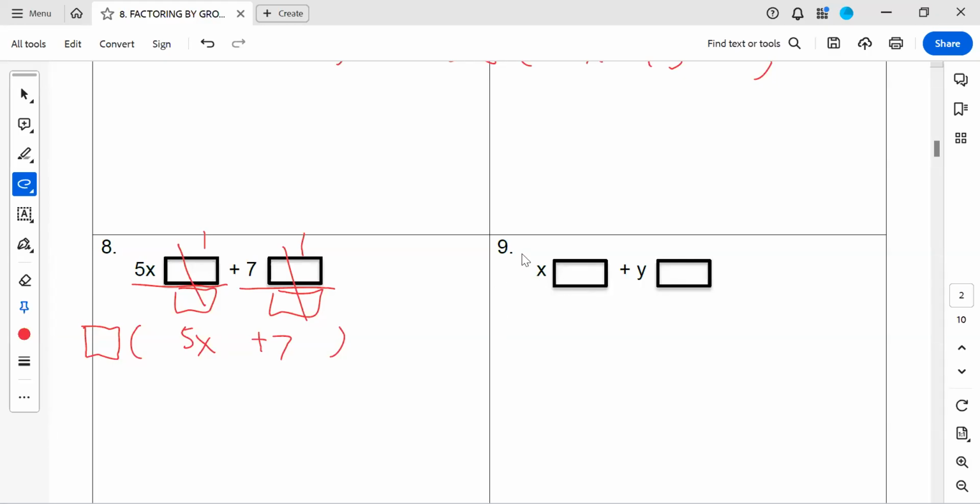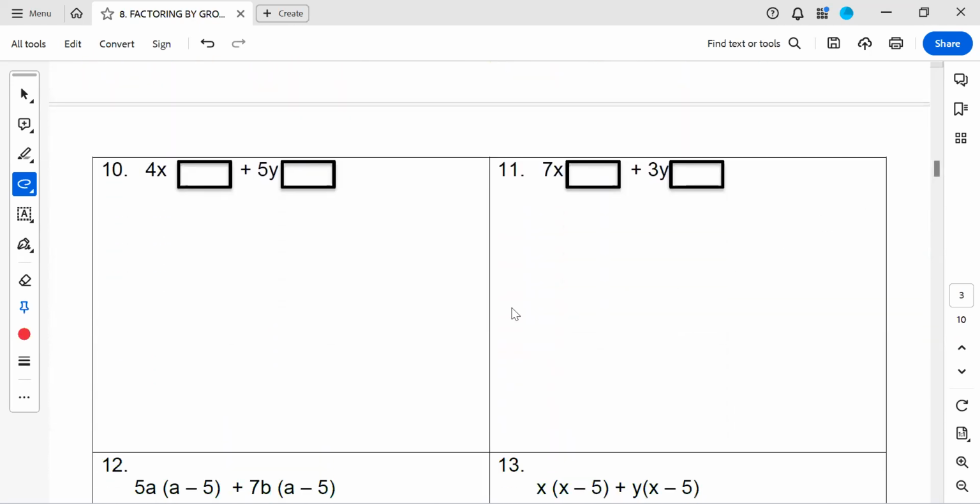All right, so let's look at number 9. After a while, you recognize the pattern. Just gonna go over the answer. You should have gotten rectangle times x plus y for number 9. For number 10, your answer: you should have got rectangle times 4x plus 5y. Number 11, you should have got rectangle times 7x plus 3y.